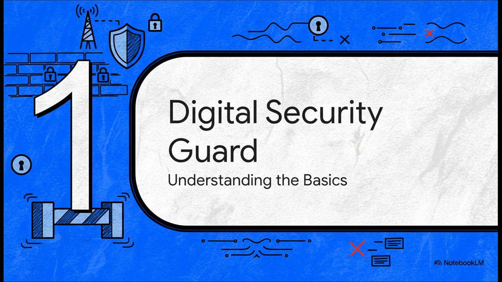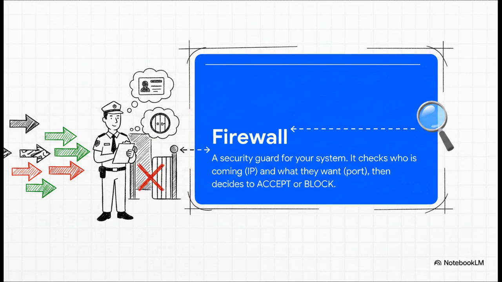Okay, so let's start at the very beginning. What is a firewall, really? If we strip away all the technical jargon, the idea behind it is incredibly simple. I want you to picture a security guard standing at the front door of an exclusive club. They don't just let anybody walk in, right? They're checking two very specific things. First, who are you? That's your IP address. And second, which door are you trying to use? That's the port. Based on their list, they make a simple choice. You're in, that's an accept, or you're not, that's a block. That's a firewall in a nutshell.